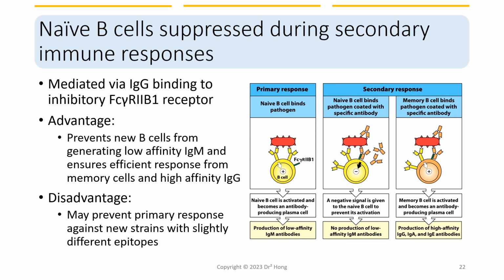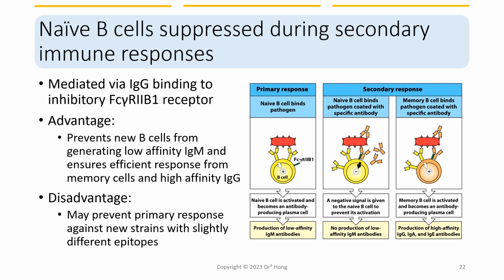Besides antigenic variations found in bacteria and viruses, our adaptive immune system also has two basic mechanisms that make our immune response not as effective. It turns out IgG can suppress naive B cell activation during secondary immune responses. During a primary immune response, that means encountering an antigen for the first time, a pathogen binding to the antigen receptor of a naive B cell delivers a signal that activates the cell to become an antibody-producing plasma cell, shown in the left panel.